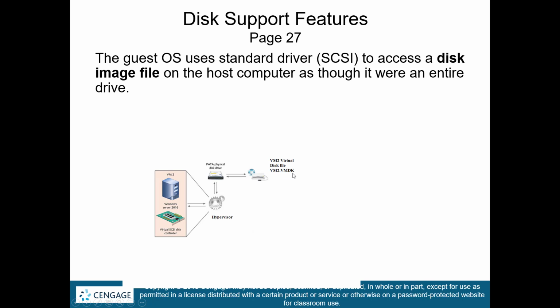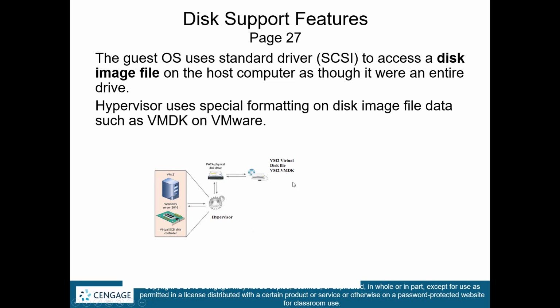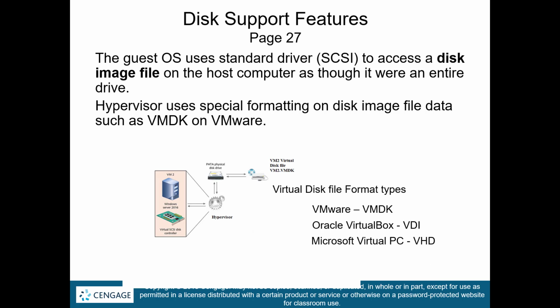Now that file is going to be formatted in different ways. For example, VMware uses what's called the VMDK format. But other hypervisors such as Oracle VirtualBox will use a different format for the virtual disk image file, such as VDI. Microsoft Virtual PC uses VHD, and Hyper-V uses an extension of that file system.